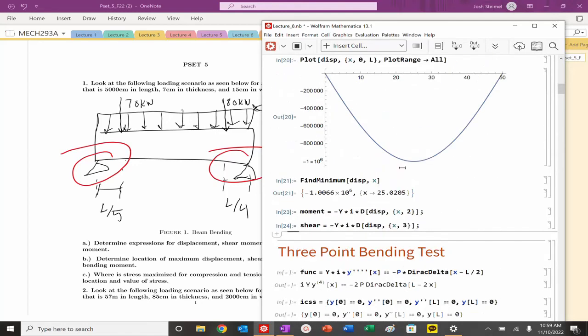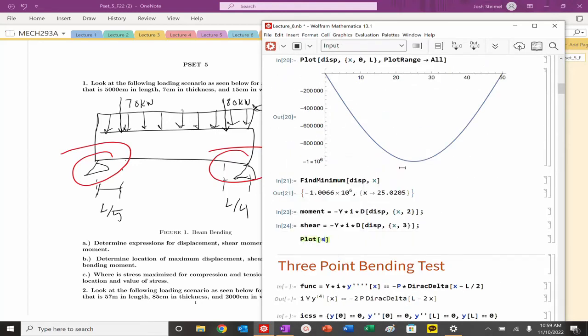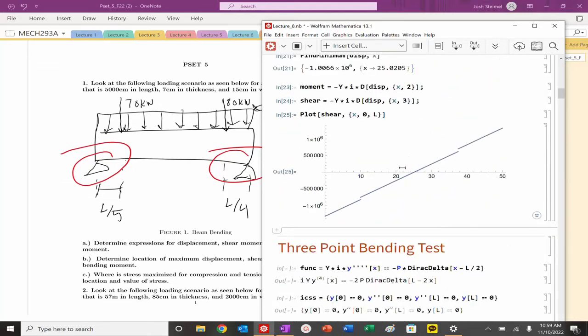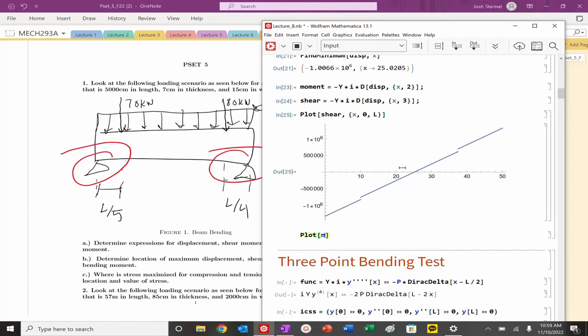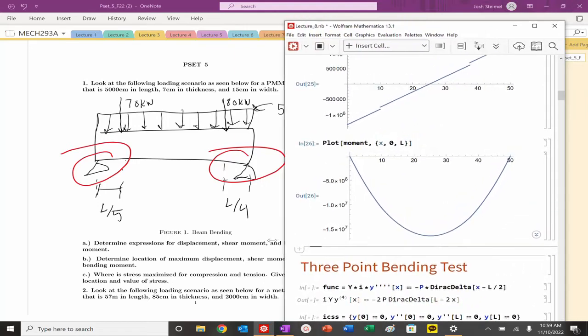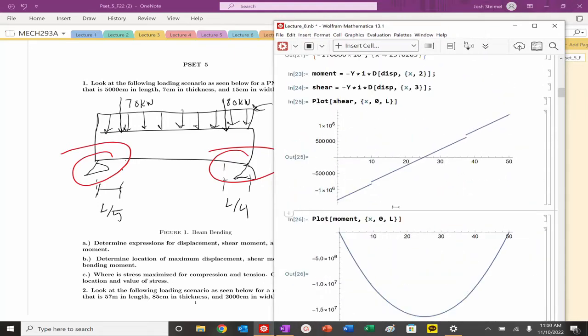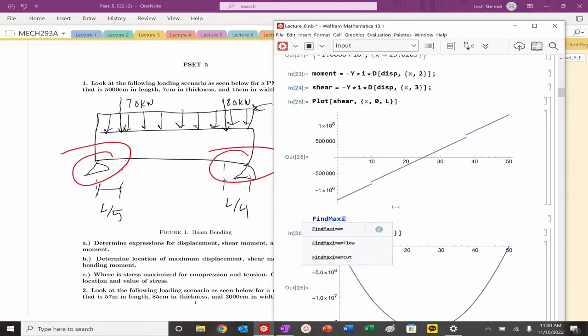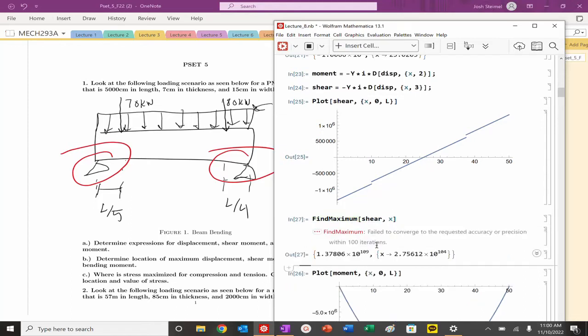We can now plot. Let's get rid of all of this stuff. I'm going to plot my shear for x from 0 to L, so I can see that right there. I'm also going to plot my moment for x from 0 to L, and we've got those values as well. So the location of maximum displacement and the value, we've already got that. Shear and moment, we can find that as well. So find the maximum of shear with respect to x.